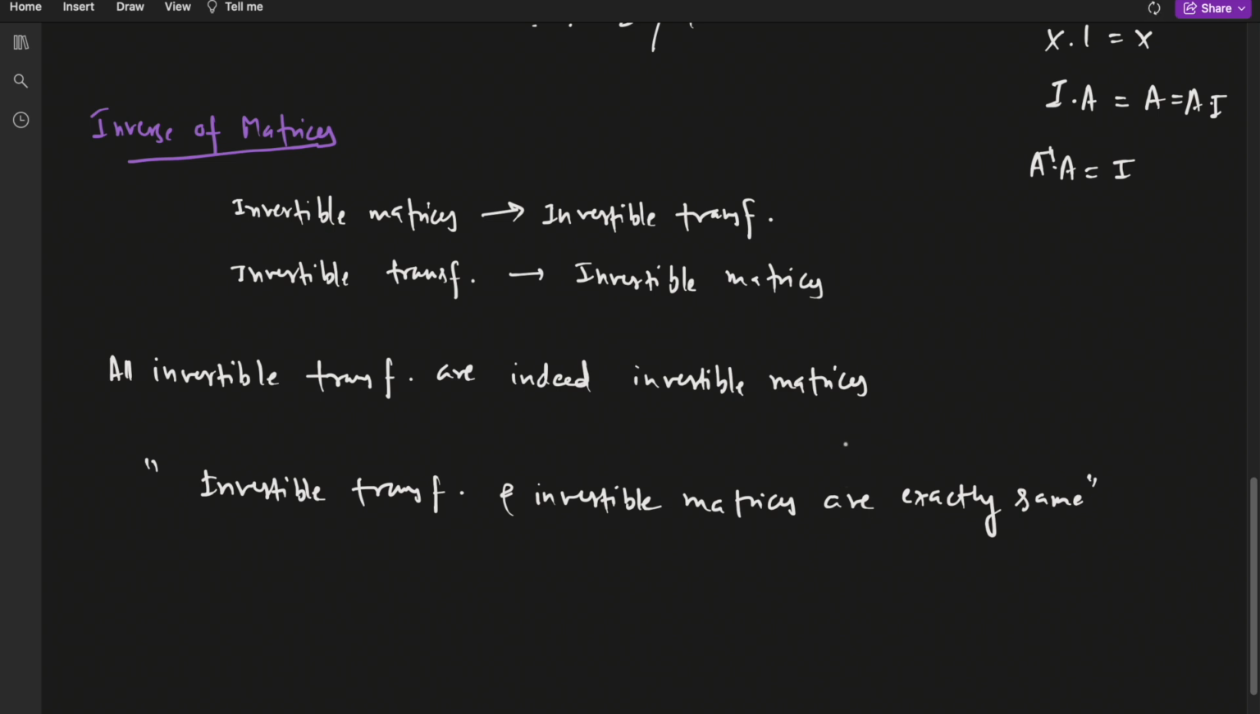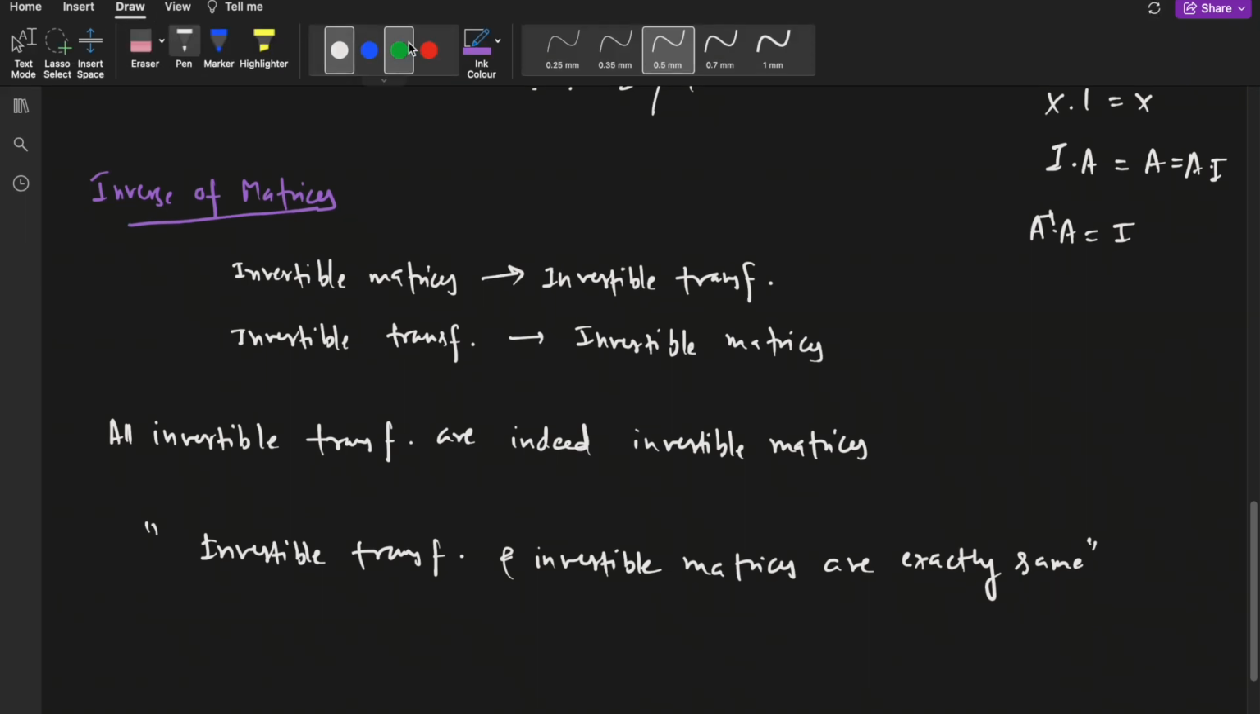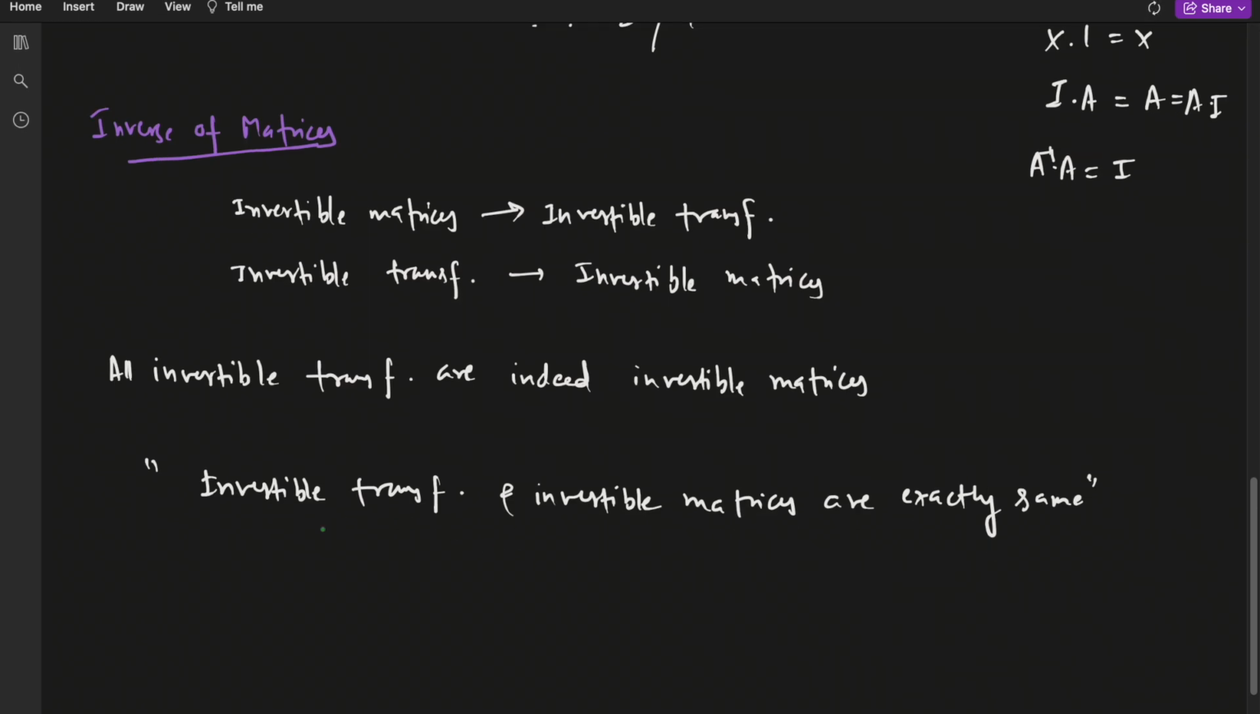In the previous lecture, I told that transformation is a geometric way and matrices is an algebraic way of representation, right? So an invertible transformation is the geometric representation, and this is the algebraic one. All right. Okay, so I think that's all.